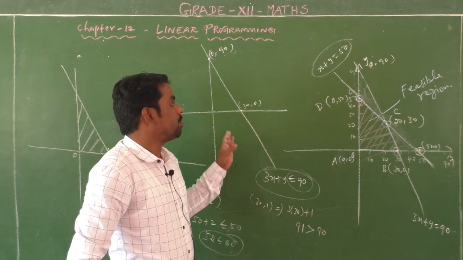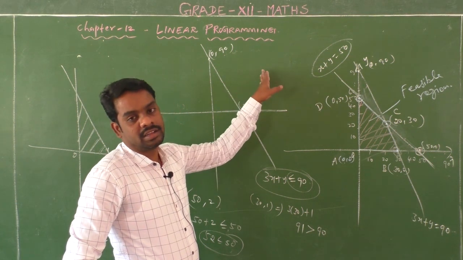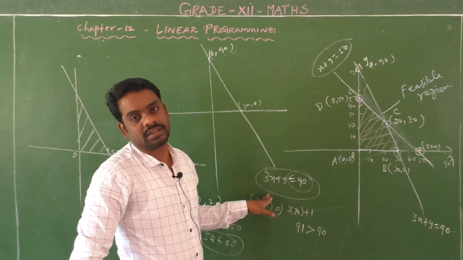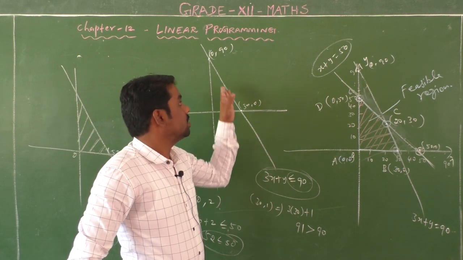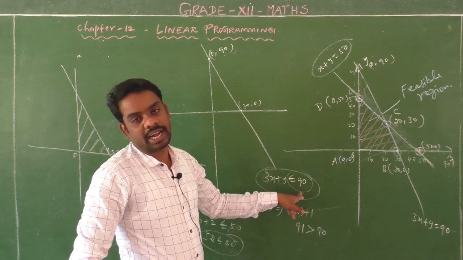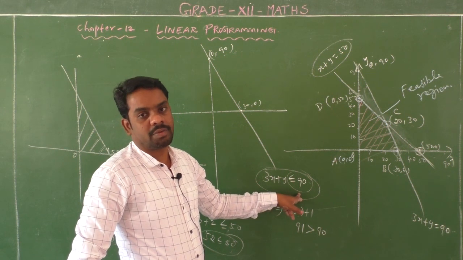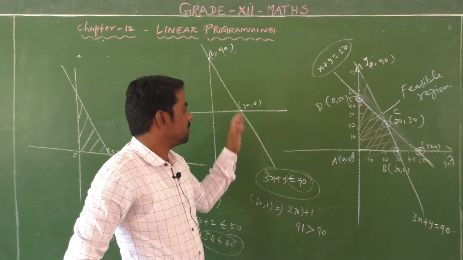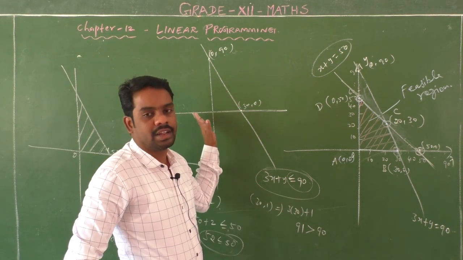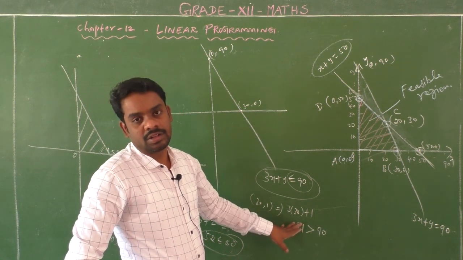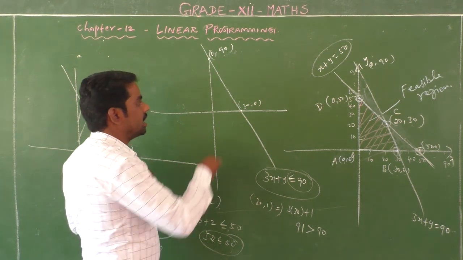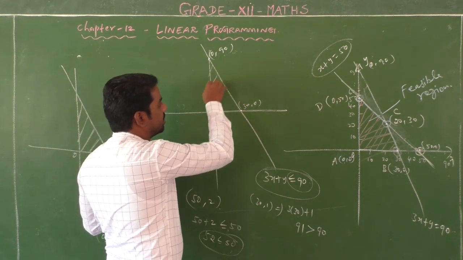So if we take any point to the right of this line, the inequality is not satisfied. Only if we take the left of the line 3x plus y equal to 90, the points satisfy the inequality. So the required region is the left side of this line. So shade this region only.